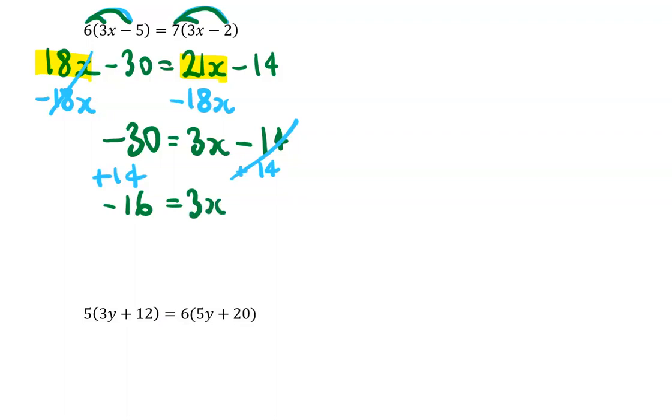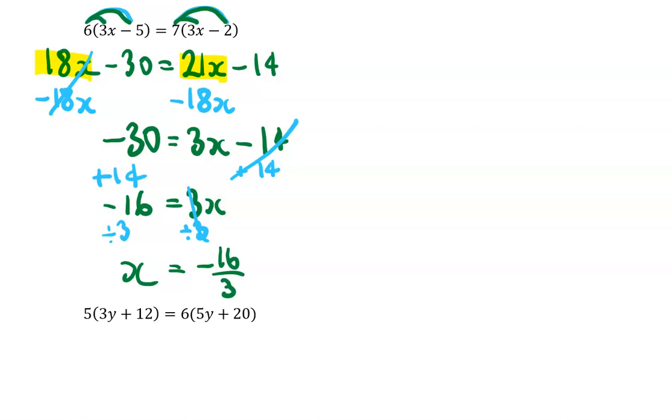Okay, one more step, we need to get rid of this 3. So the opposite of timesing by 3 is dividing by 3. I'm going to divide both sides by 3 to get rid of my 3. And that leaves me with x is equal to minus 16 over 3.